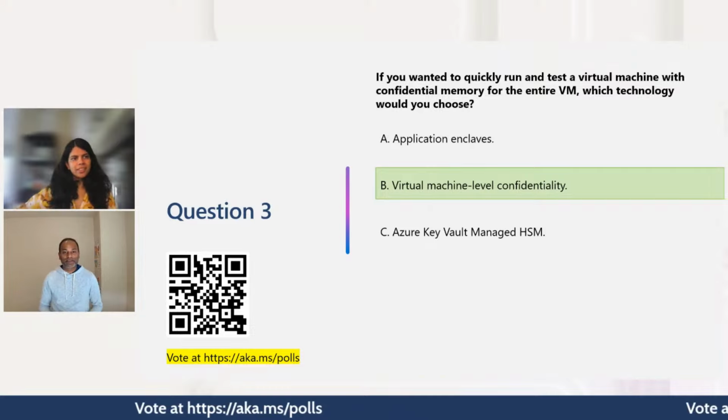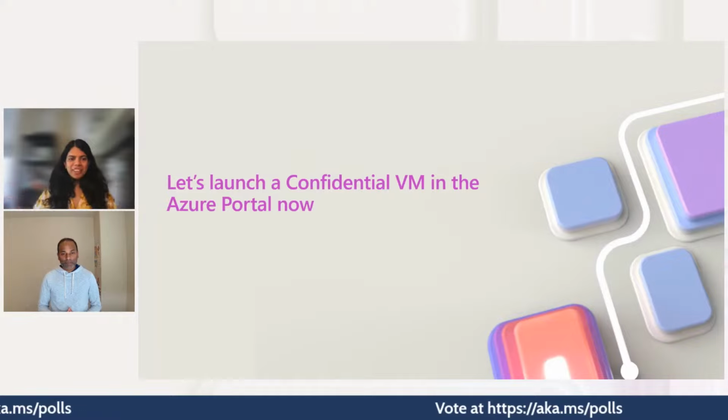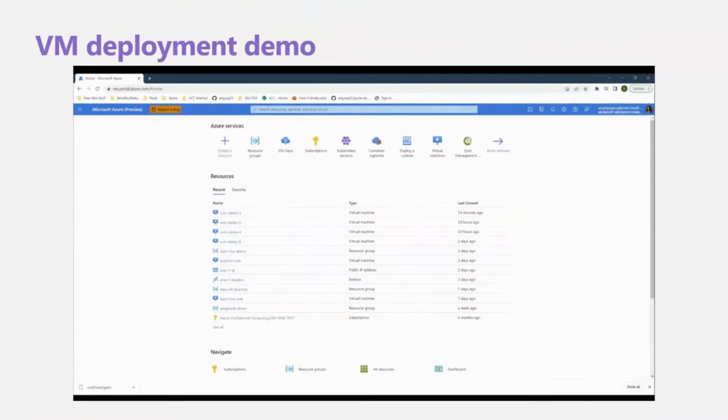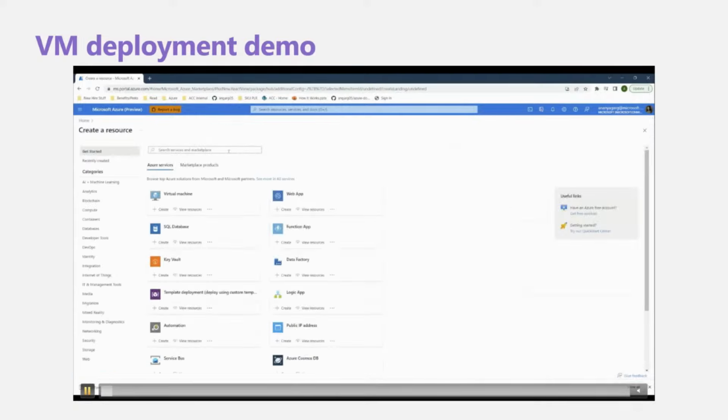Perfect. Makes sense. Given that we have just spoken about lift and shift and how easy it is to move our workload, we are in time to see a demo of deploying a confidential virtual machine in the Azure portal. So this is my setup. As you can see, I am in my Azure portal and I will be creating a resource, which is the virtual machine resource.